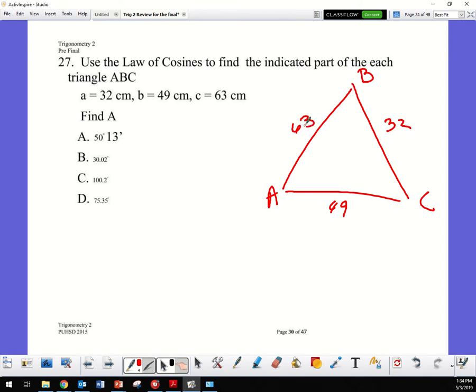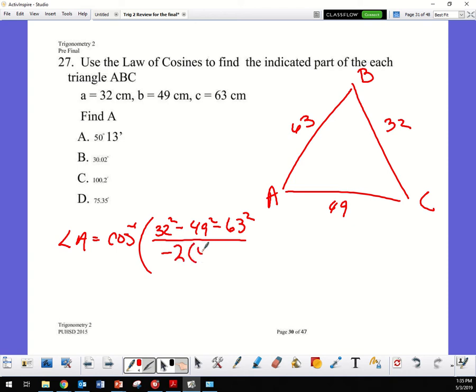Now, in this one right here, it's asking for big A. I have all the sides, right? So it's going to use law of cosines, so we're going to use angle A, and again with the pattern. So angle A is equal to inverse cosine of 32 squared minus 49 squared minus 63 squared, all over negative 2 times 32 times 49.